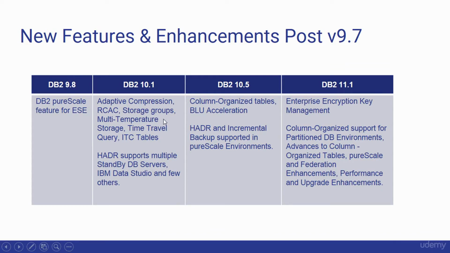Now with multi-temperature storage, you can segregate your hot, warm and cold data and store them on different types of storage devices. For example, the data that is most recent and most frequently accessed can be stored on faster drives such as solid state drives or SSDs, while warm data can be stored on normal hard drives, and cold data that is rarely needed can be stored on tape drives.